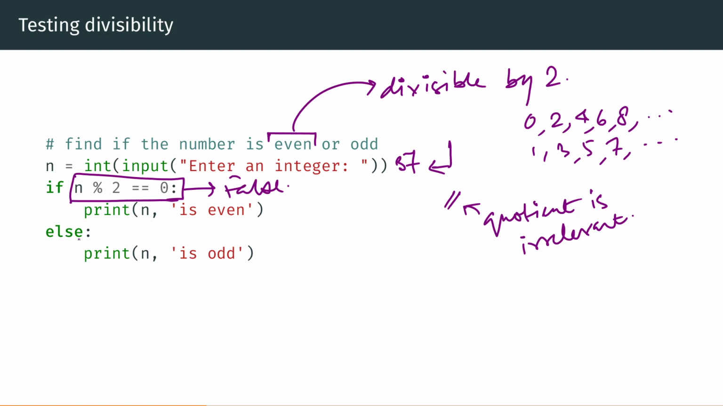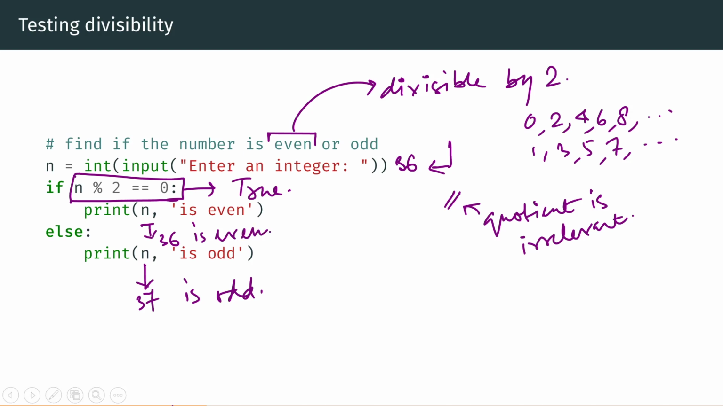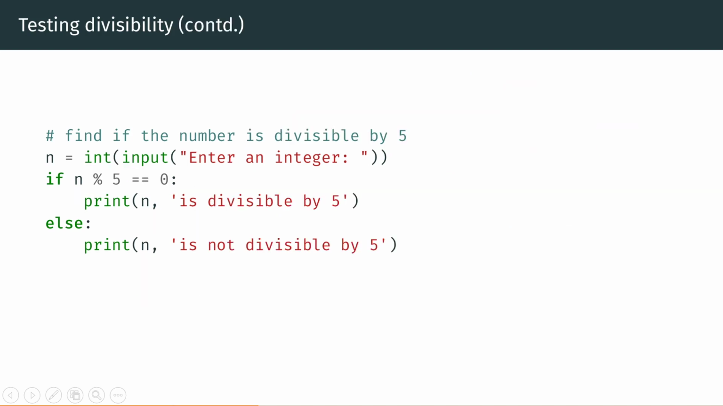So this function will print n, which is 37. 37 is odd. If you were to give 36 as input instead, then this would evaluate to true, and then it will print n, which is 36. 36 is even. So that's one of the most useful applications of quotient and remainder, testing divisibility.